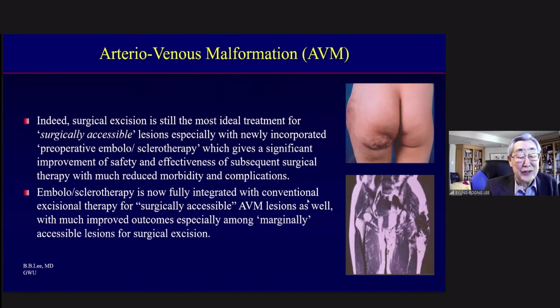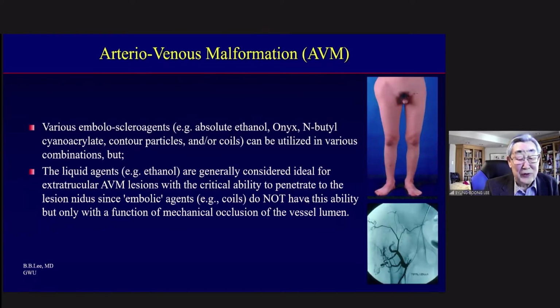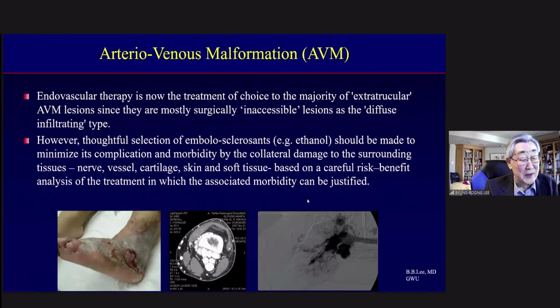Indeed, surgical excision is still the most ideal treatment for surgically accessible lesions, especially with newly incorporated pre-operative embolotherapy, which gives a significant improvement in safety and effectiveness. Various embolotherapy agents can be utilized in various combinations, but liquid agents like ethanol are generally considered ideal for their critical ability to penetrate to the lesion nidus. Endovascular therapy is now the treatment choice for the majority of lesions, since they are mostly surgically inaccessible.